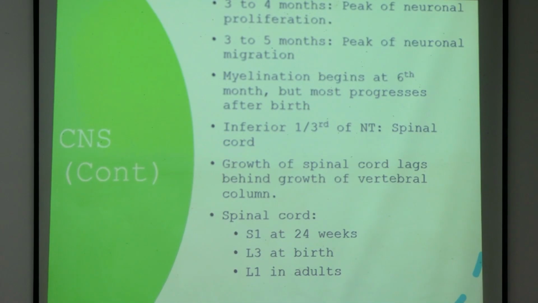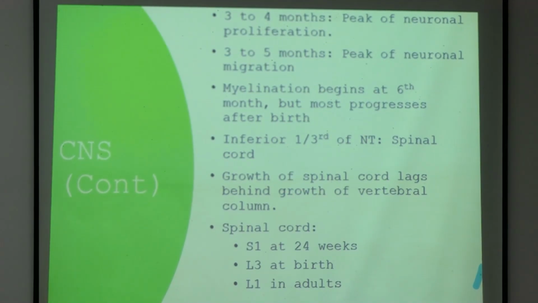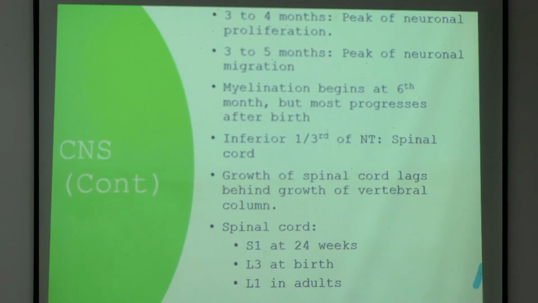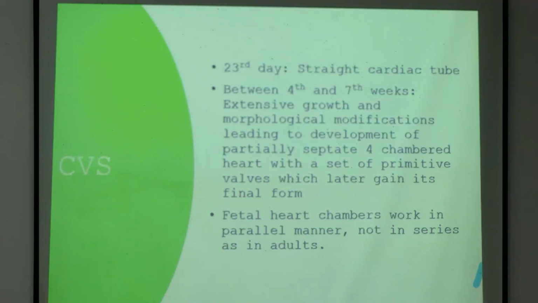One-third of neural tube gives rise to spinal cord. The growth of spinal cord, as you all know, lags behind the vertebral column. That's why the spinal cord is smaller than the entire vertebral column. So at 24 weeks, the spinal cord ends at the S1 vertebra. At birth, it is at L3 vertebra, and in adults, it ends at L1 vertebra.